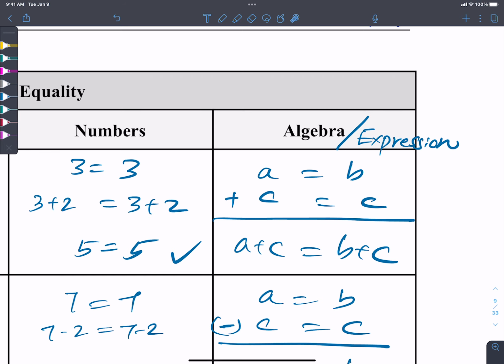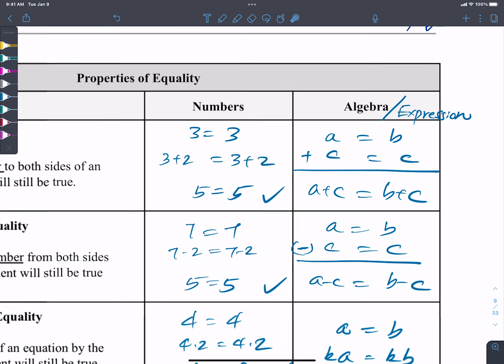What if you had A is equal to B and you add C to both sides? When you add that, we end up with A plus C equal to B plus C. Okay, so this is a little more like it, it's algebra, not just an expression, right?